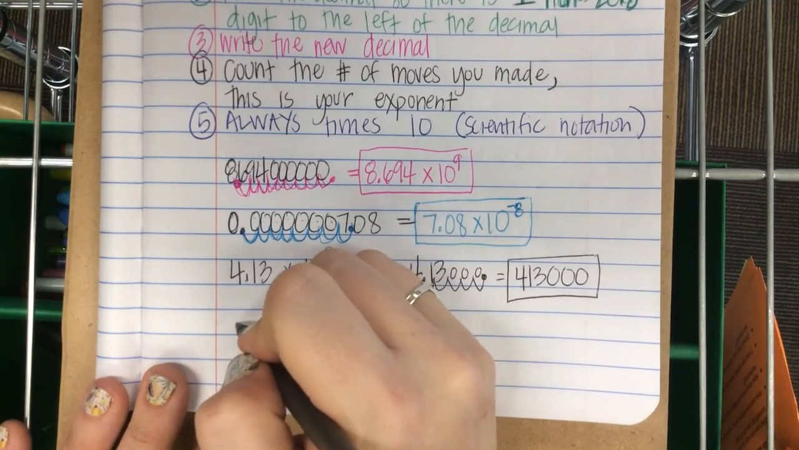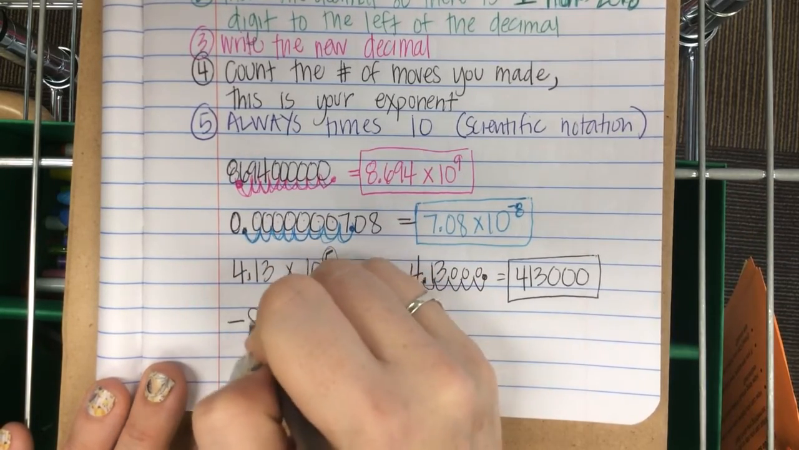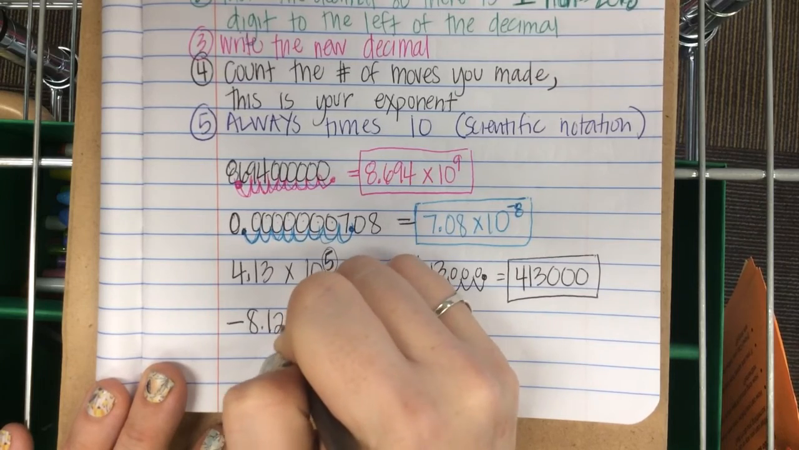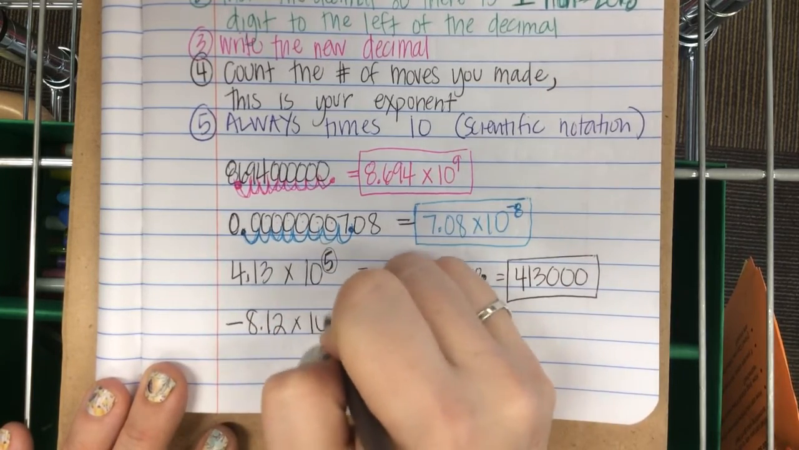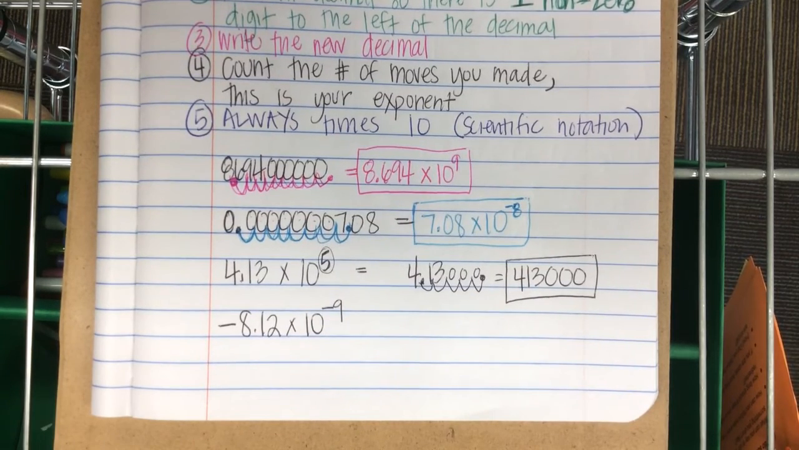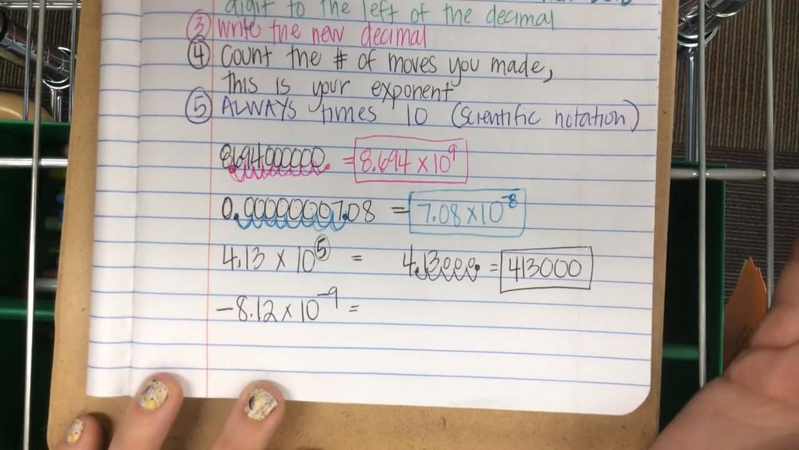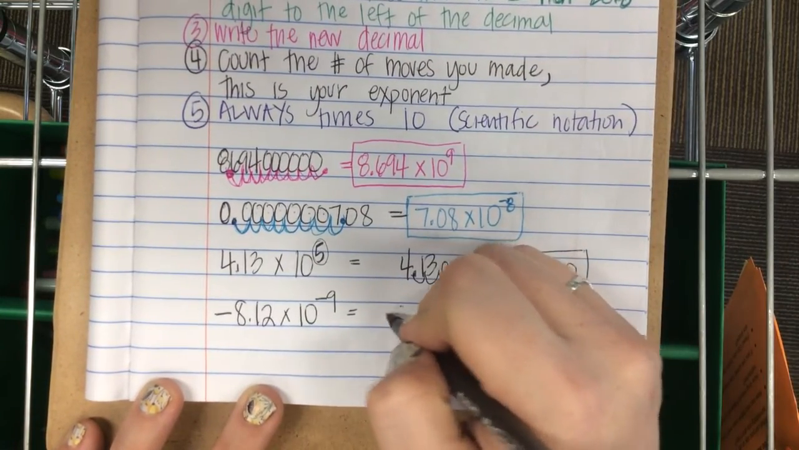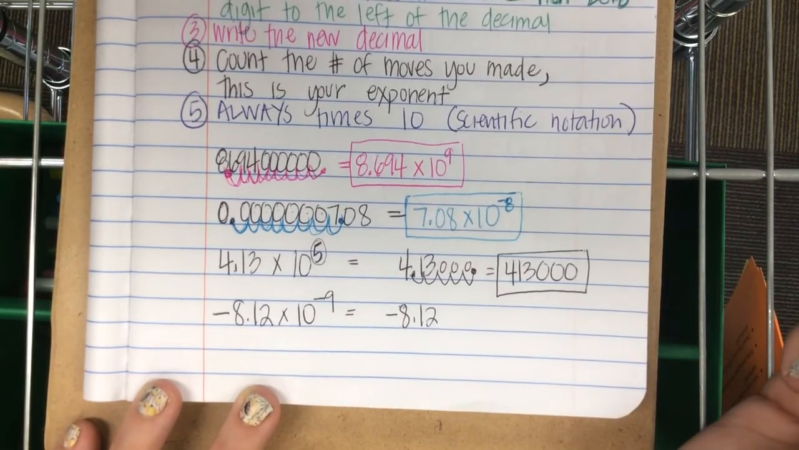All right, so let's try this. Negative 8.12 times 10 to the negative 9th. These ones kind of make me crazy, because I always run out of room. All right, so let's use the same idea, right? Negative 8.12. There's my decimal.